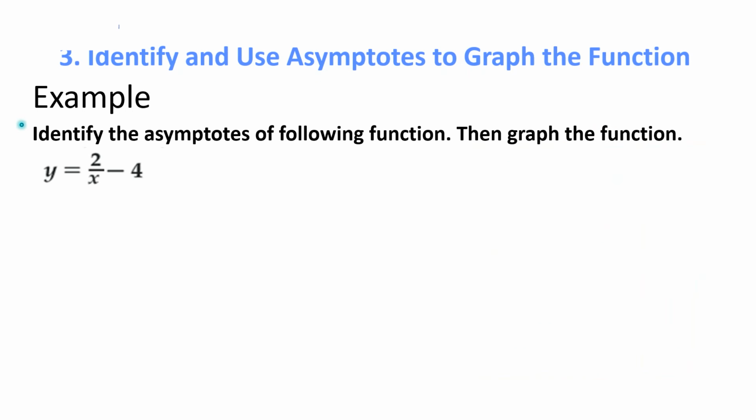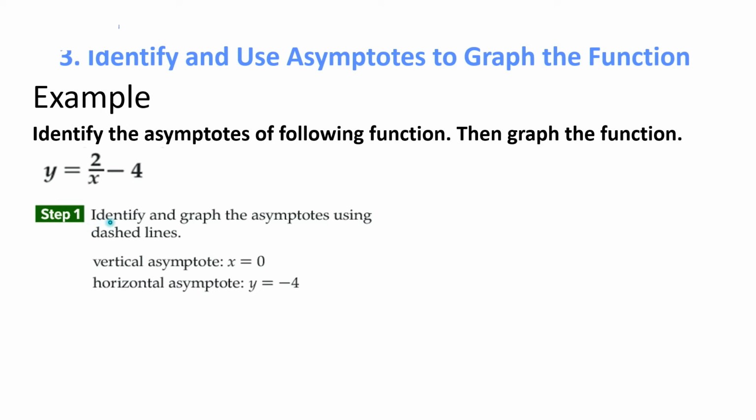Now let's consider an example. Identify the asymptotes of the following function. Then graph the function. Here is the question. Y equals 2 over x minus 4. In this question, we are asked to find the asymptotes of the given function and then graph the function. What are the steps? The first step is to identify and graph the asymptotes using dashed lines.